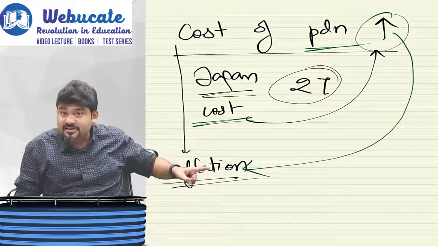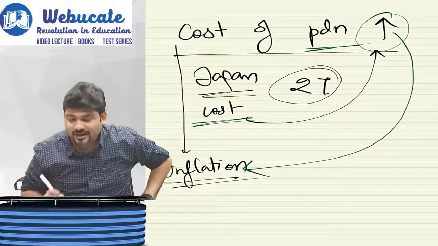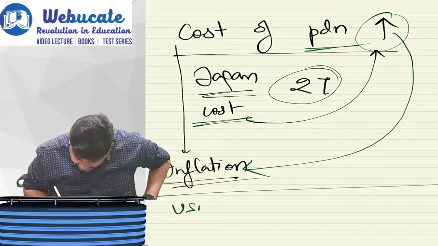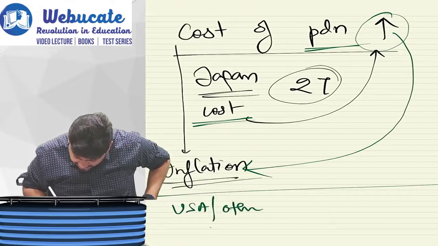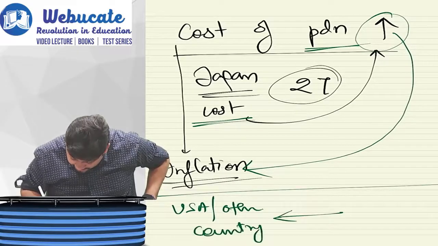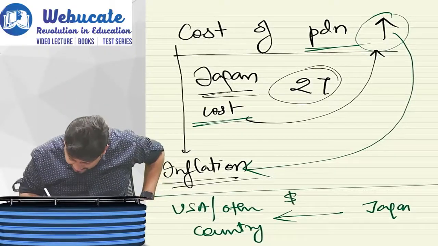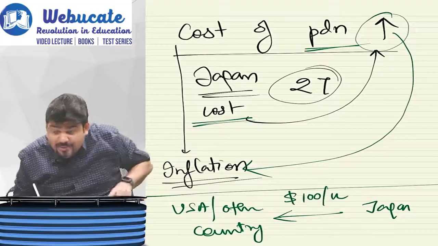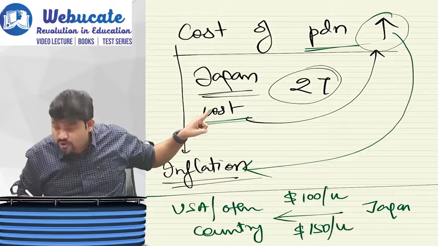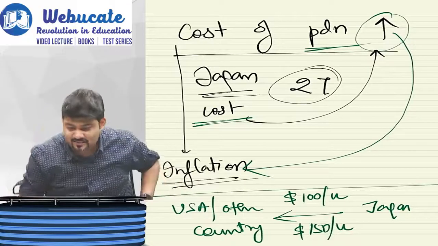And as a result, Japan, being a net exporter, was not able to export more. You know why? Suppose USA or any other country is importing from Japan. Till now, Japan was exporting to them at $100 per unit. Now, because of the oil increase, can I say Japan will now export at $150 per unit? Because Japan's cost of production has increased, its sales price will also increase.